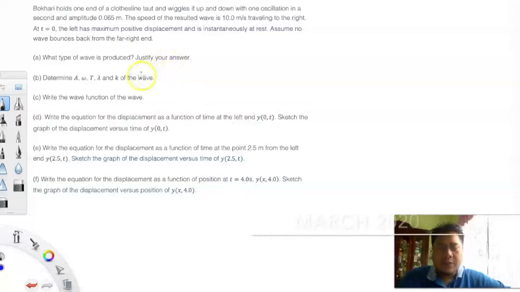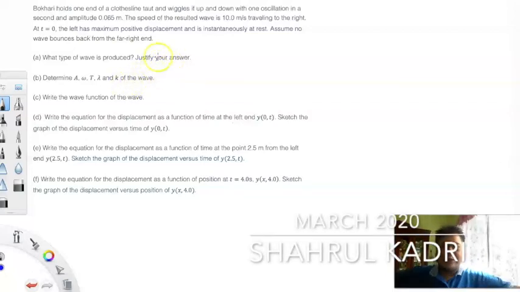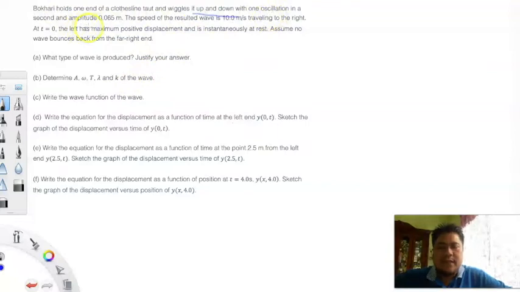Okay, let's now see how the wave function can be applied in a situation. Buhari holds one end of the closed line, or rope, and wiggles it up and down with one oscillation per second and amplitude 0.065. So the rope is held and wiggled up and down, and it will produce a wave. The speed of the resultant wave is 10 meters per second and it travels to the right. So we can sketch the problem.